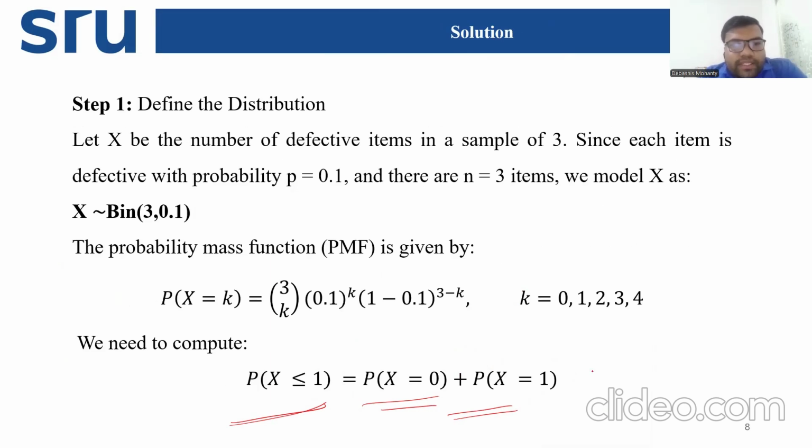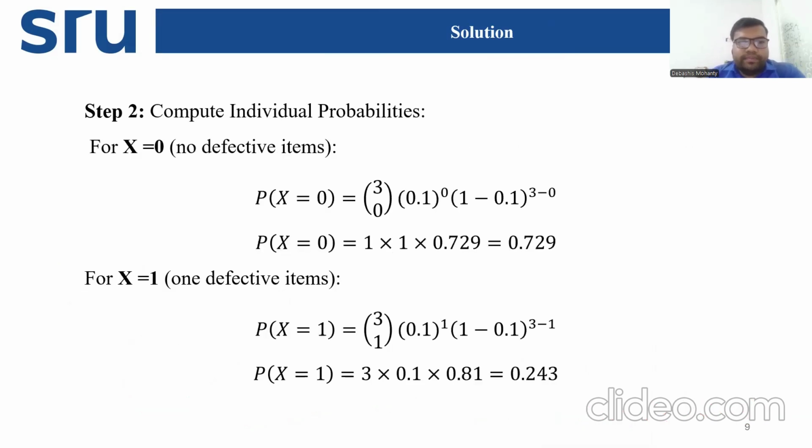Generally, this is the probability mass function. Why did we consider this? Because the number of trials is 3 and the p value is 0.1, as I already discussed in the previous slide. Now we need to compute this value. The probability of X less than or equal to 1 we can calculate by adding the probability of X equals 0 plus the probability of X equals 1.